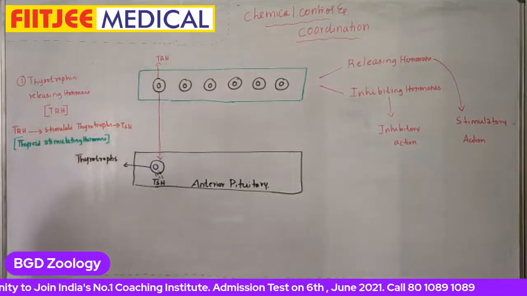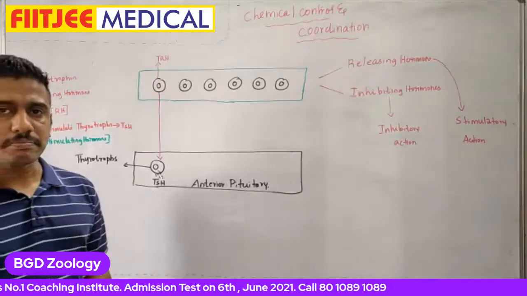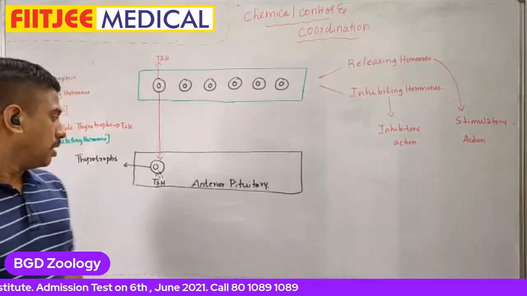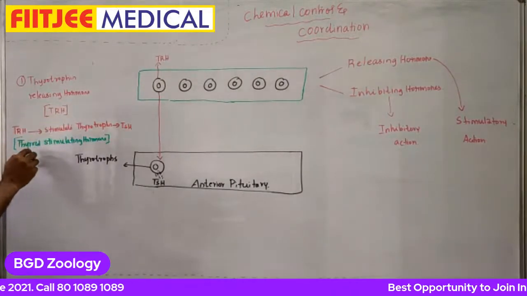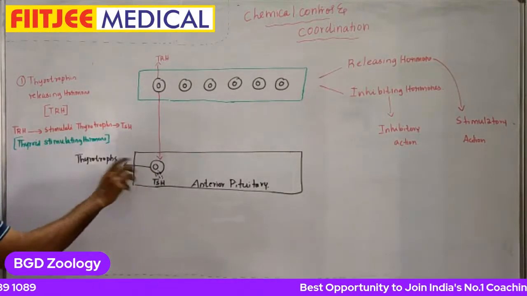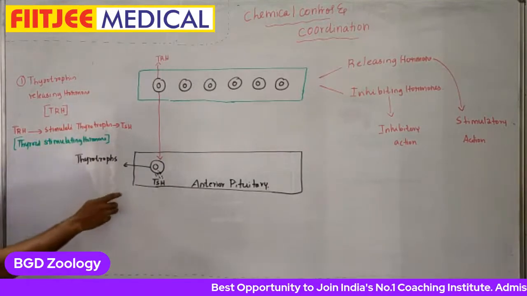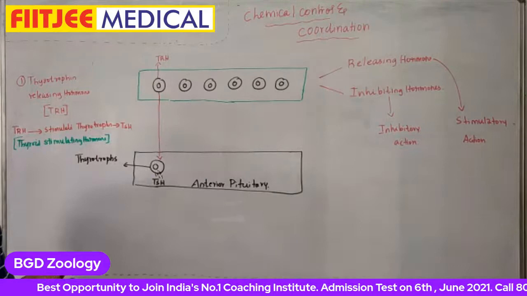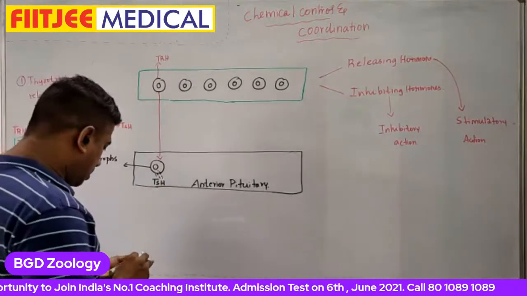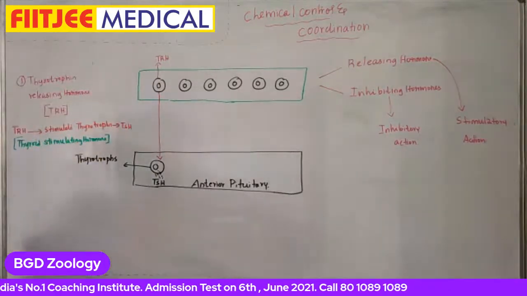Clear? Understood that? So the first releasing hormone we discussed, what cell it will stimulate, that also we discussed: thyrotropes, and it will produce a hormone called TSH. Now the next releasing hormone is, listen, the second one.